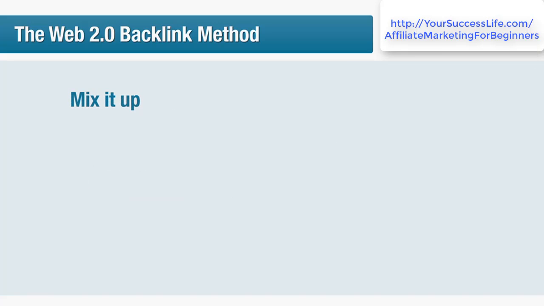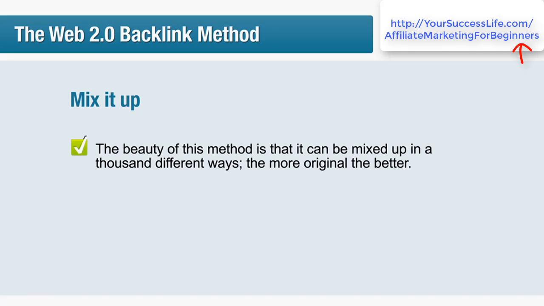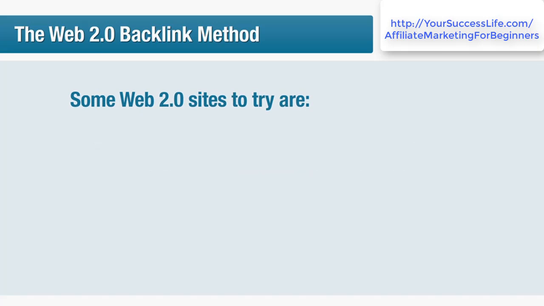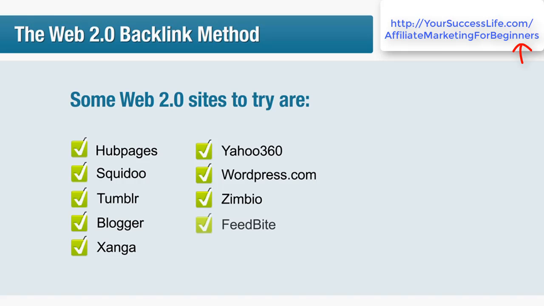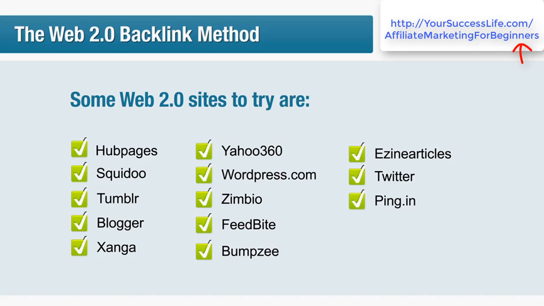And time to mix it up. Don't take the example I've just given as a rigid formula to be followed to the letter. The beauty of this method is that it can be mixed up in 1,000 different ways. The more original, the better. Here's some Web 2.0 sites that you could try. Hub pages, Squidoo, Tumblr, Blogger, Xanga, Yahoo 360, WordPress.com, although they're very wary of anything that looks commercial, Zimbio, Feedbyte, Bumpzy, ezine articles, Twitter for getting your new sites, posts, comments, etc. indexed in Google, Ping.in for pinging your new content. You can mix and match any of these sites using the template that I've just mentioned.